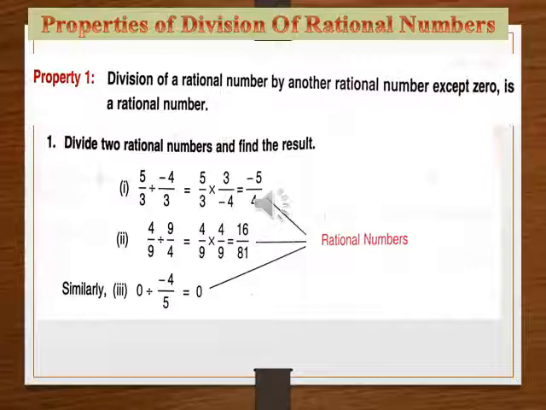Next, 4 by 9 divided by 9 by 4. Convert the division sign into multiplication. So 4 by 9 multiplied by 4 by 9. Nothing gets cancelled here, so the answer is 16 by 81. Similarly, 0 divided by a rational number is possible, but a rational number divided by 0 is not possible. When we divide 0 by any number, the answer is 0, which is again a rational number. So division of a rational number by another rational number except 0 is again a rational number.